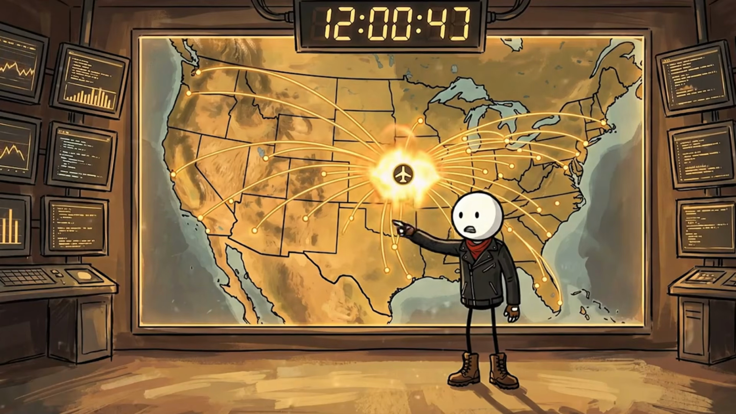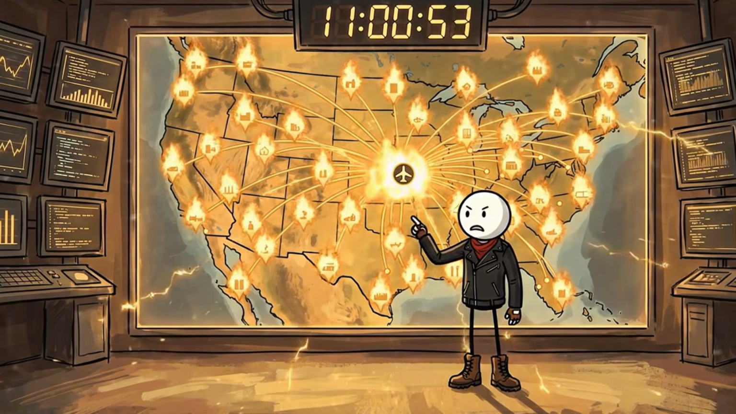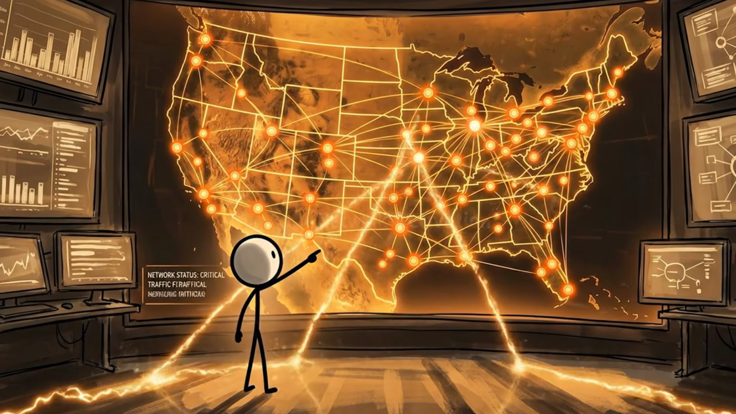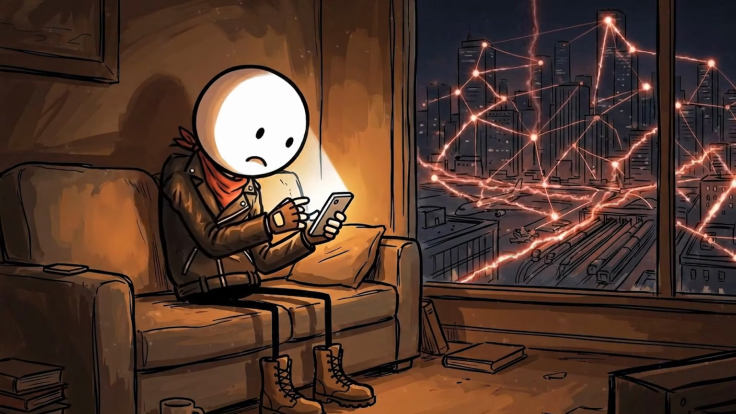Epidemiological transport modelling shows the outbreak seeds 40 cities simultaneously within 12 hours through a single airport hub. Not a wave, a network activation. And by the time the first news alert hits your phone, the pathogen is already in your city.